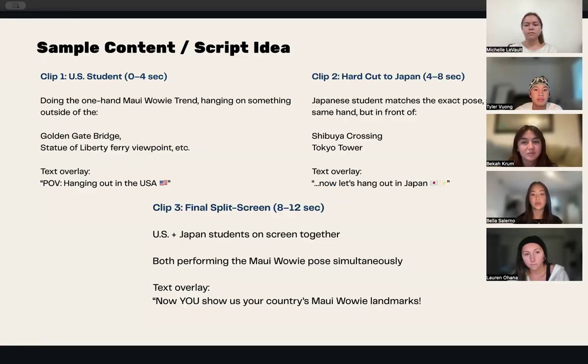Finally, it'll be a split screen at the very end with the US and Japanese student on the screen together, both performing the Maui Wowie pose simultaneously. Something you could say for this is, "Now you show us your country's Maui Wowie landmarks."